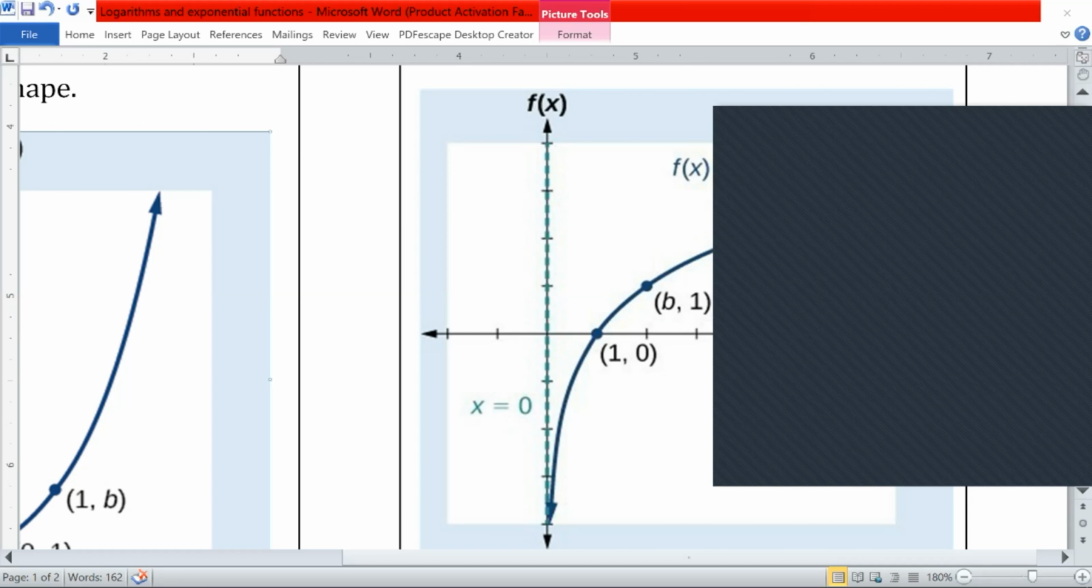And what is the range? What y values are covered by this graph? All real numbers. Very good. Yes, all real numbers. Very nice.